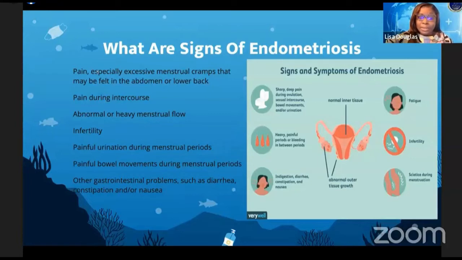Pain during intimacy, abnormal or heavy menstrual flow, infertility, painful urination during menstrual periods, painful bowel movements during menstrual periods, other gastrointestinal problems such as diarrhea, constipation, and or nausea.